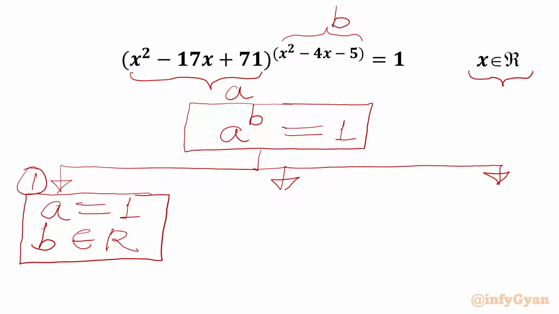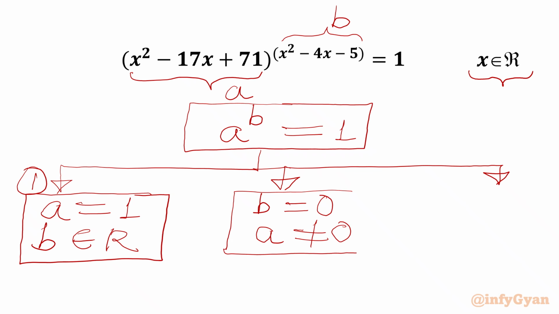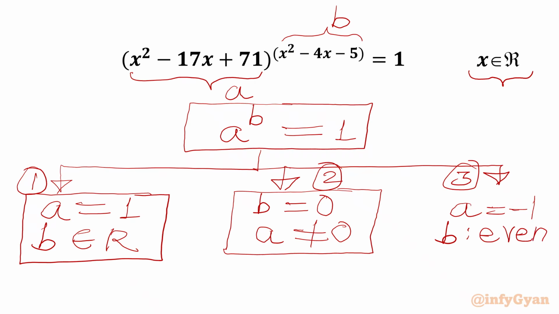Case number 2. Here our power is 0. At the same time, base should not be 0. If base is also 0, then we are going to get indeterminate form, 0 power 0. Case number 3. Here we will consider our base equal to -1 with power even. Once we have even power and base is -1, so -1 raised to the even power will always give us 1. So it will be true.